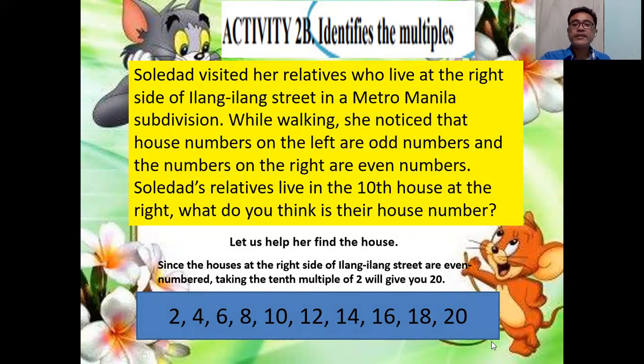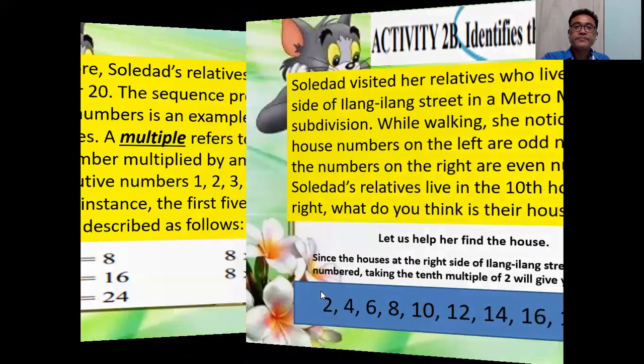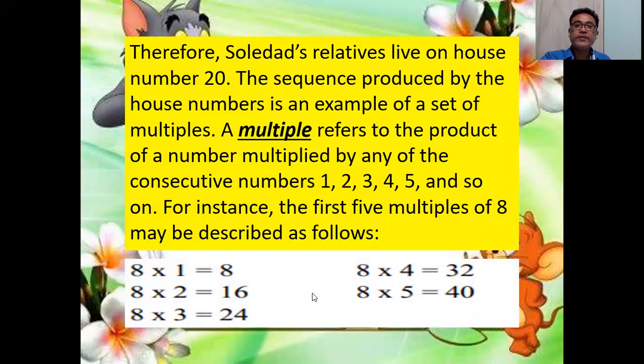Since the houses at the right side of Ilang-Ilang Street are even numbered, taking the 10th multiple of 2 will give you 20. 2, 4, 6, 8, 10, 12, 14, 16, 18, 20. Therefore, Soledad's relatives live on house number 20. The sequence produced by the house numbers is an example of a set of multiples.